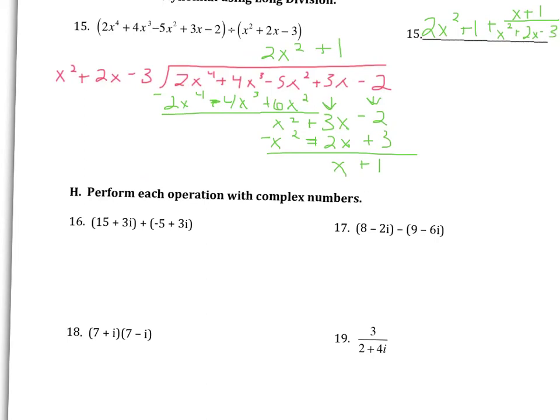For 16, 17, 18, and 19, we're going to just do some operations with complex numbers. So when we add two complex numbers together, all we do is combine like terms. So 15 plus 3i plus negative 5 plus 3i, we want to just add the 15 and the negative 5 together to make a 10, and then the 3i plus 3i to make a 6i. And we're done. For 17, we want to first distribute the negative and then combine like terms. So 8 minus 9 is negative 1, and negative 2i plus 6i is 4i.